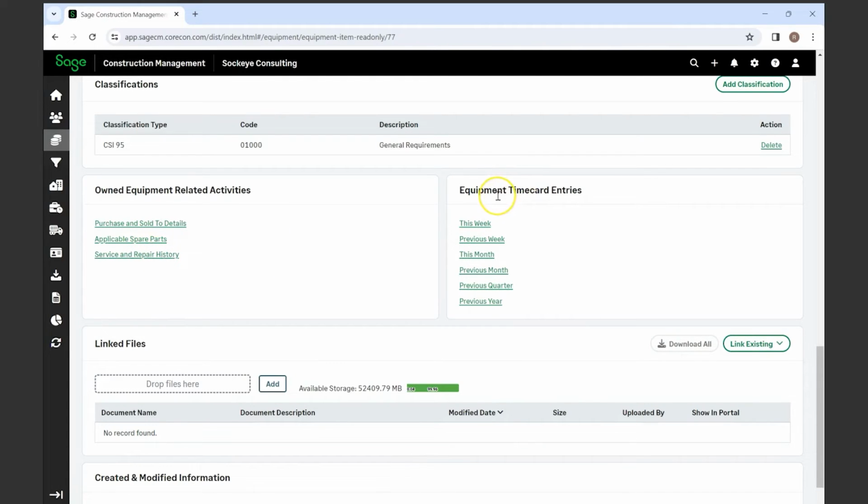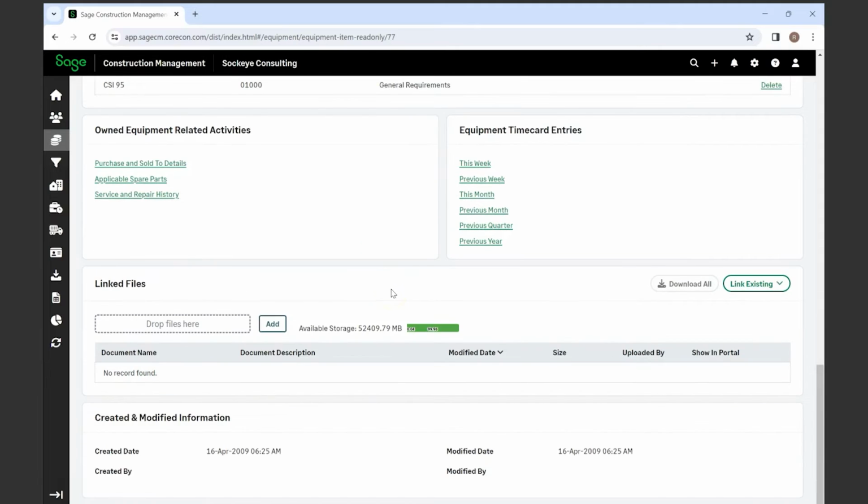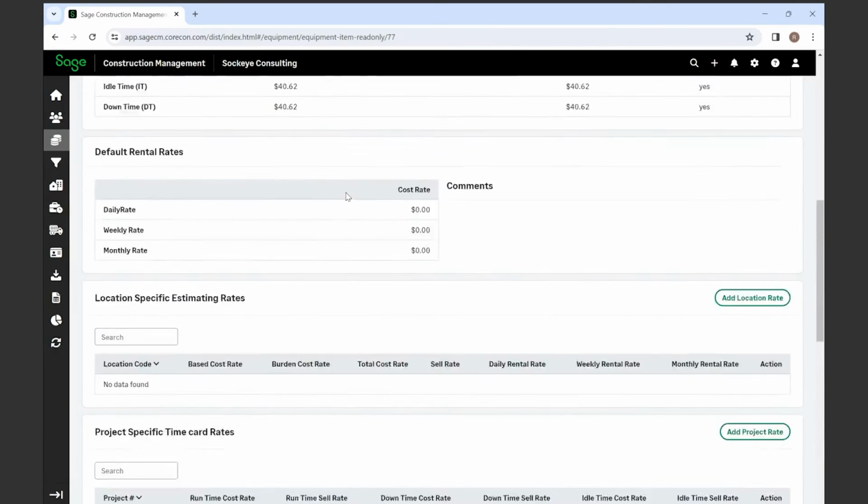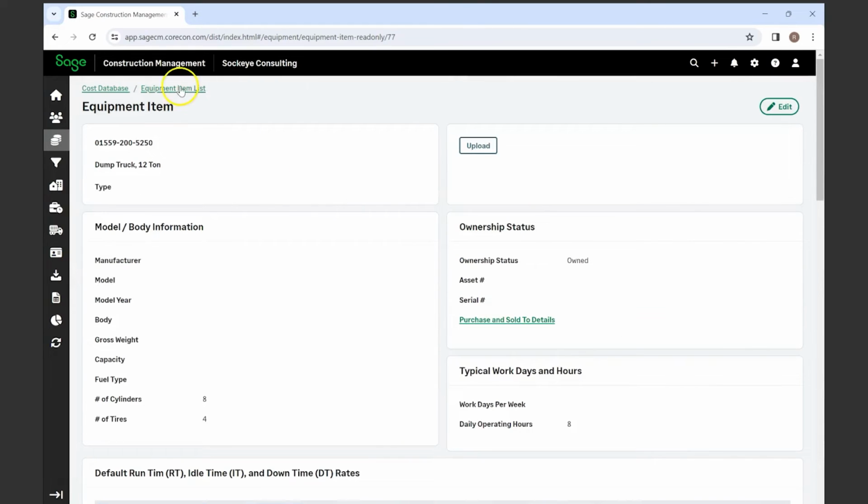You can make quick jumps to look at any kind of time card entries that have occurred in the last week, month, quarter, year. All of that can be pulled up. Linked files would be any documentation, particularly if you're talking about like drills or actual usable equipment like that. You could definitely keep warranties stored here as well as manuals. All of that. So it keeps everything in one clear spot for you to get all of that information, particularly related to your equipment items.